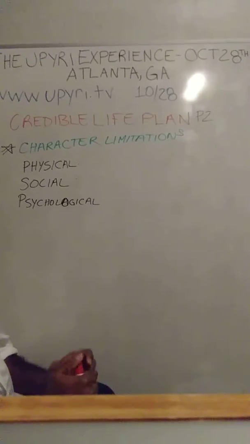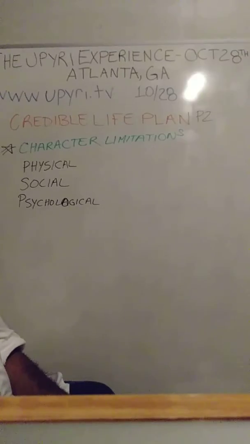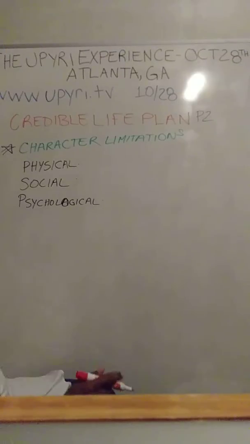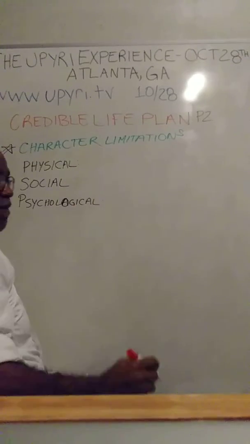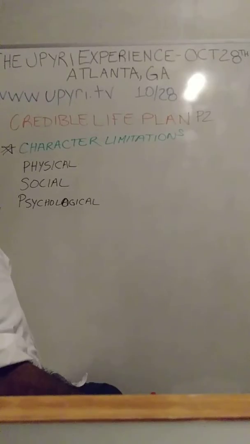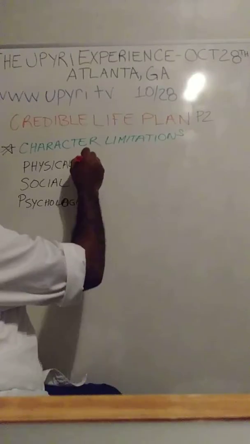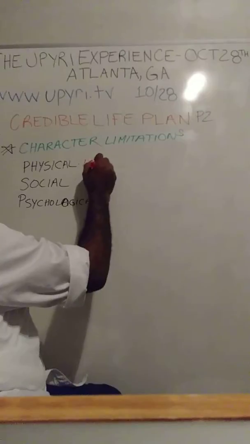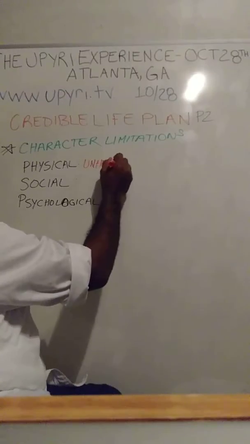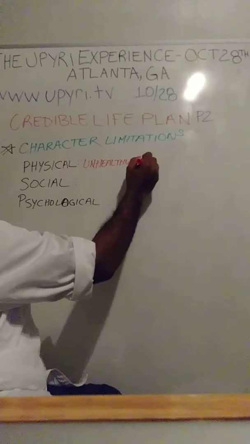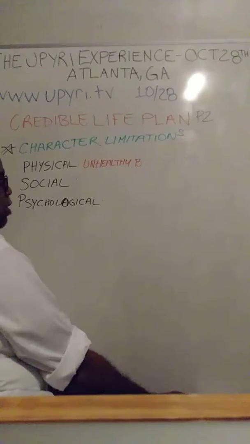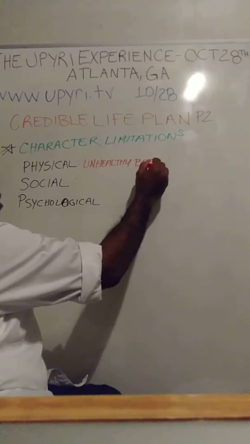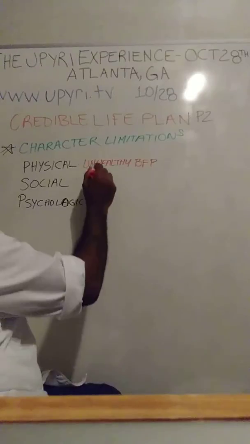So a physical one is he's not like buff. He's not really particularly healthy. So he is like skinny fat, you could say. Somebody who looks skinny, but they actually have a high amount of body fat. So I would just put unhealthy BFP, which is body fat percentage. So we know exactly what that is.